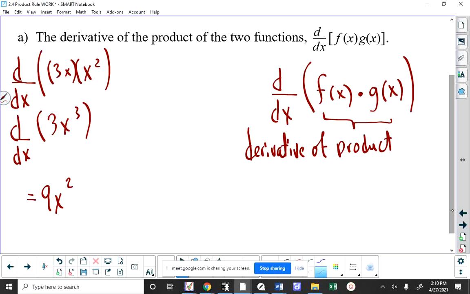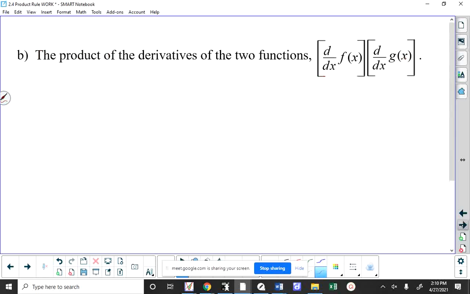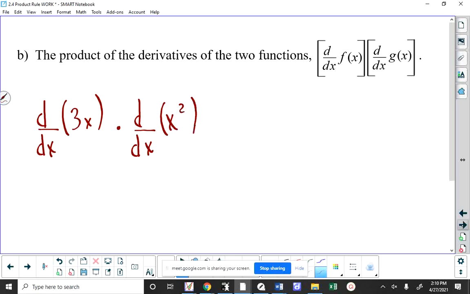Okay, so now the question becomes, that's the derivative of the product. What's the product of the derivatives? Do you see how this is different? This is saying take the derivative of each and multiply them together. So this would be the derivative with respect to x of 3x multiplied by the derivative with respect to x of x squared.